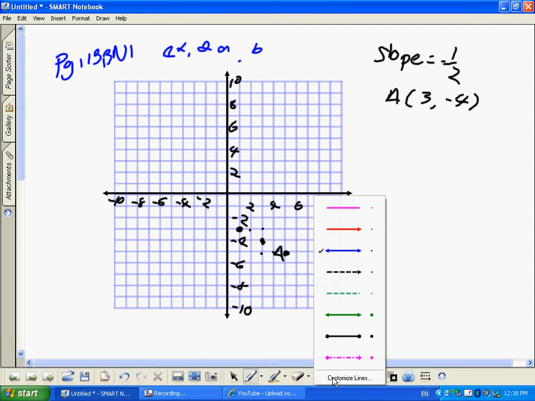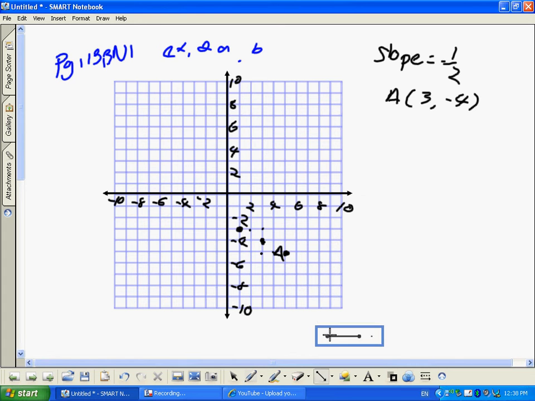Either way, I'm on the exact same line. Okay? So I've graphed my line. I know this one's a little thick. That was what 2A asked. They just want us to graph it.